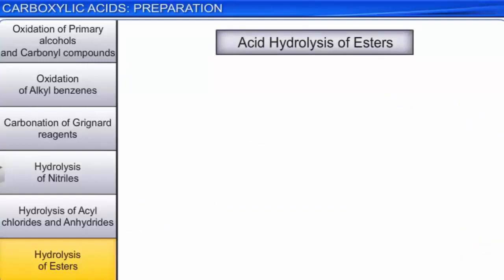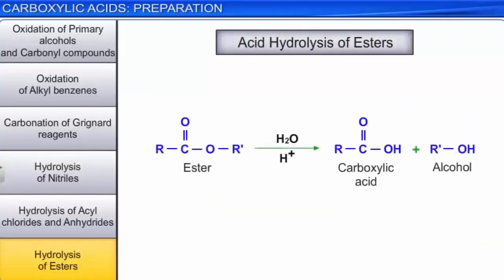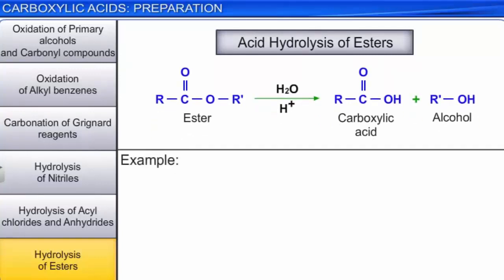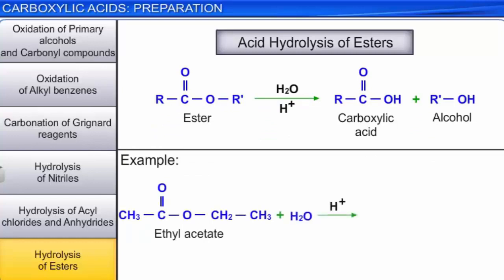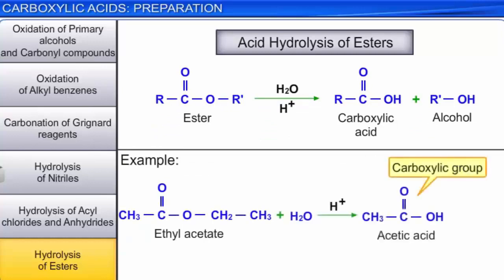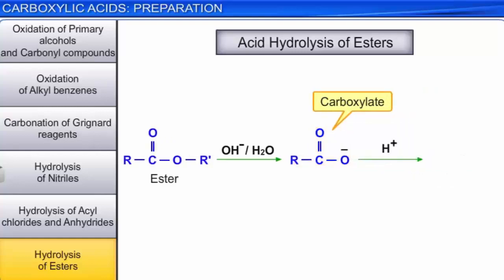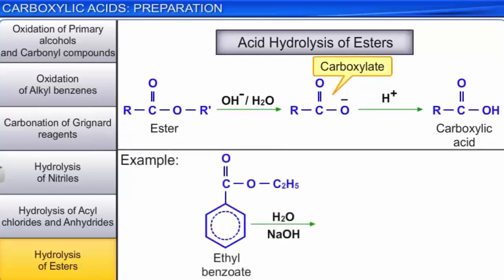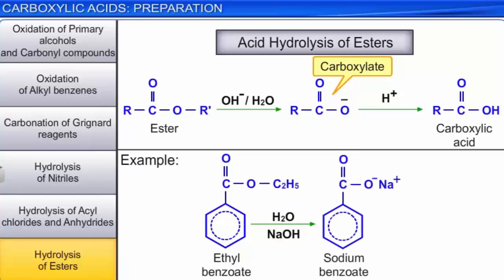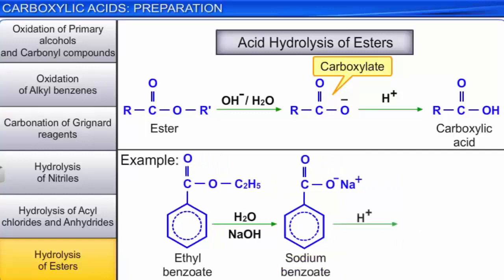Acid hydrolysis of esters directly gives the carboxylic acids concerned. For example, ethyl acetate, on boiling with a dilute acid, gives acetic acid and ethyl alcohol. Alkaline hydrolysis of esters, on the other hand, first results in the formation of carboxylates, which on acidification give the corresponding carboxylic acid. For example, on boiling with aqueous sodium hydroxide, ethyl benzoate gives sodium benzoate and ethyl alcohol. Acidification of sodium benzoate gives benzoic acid.